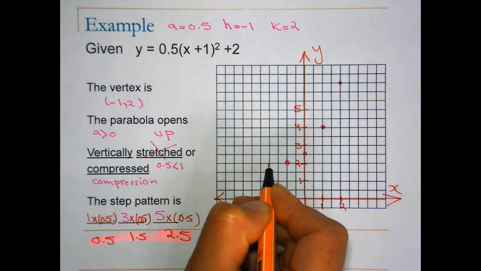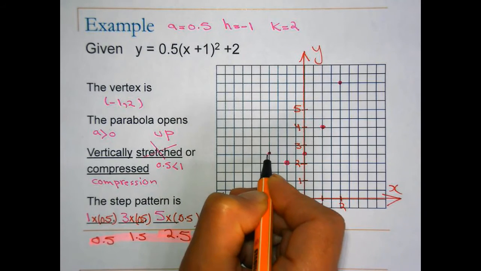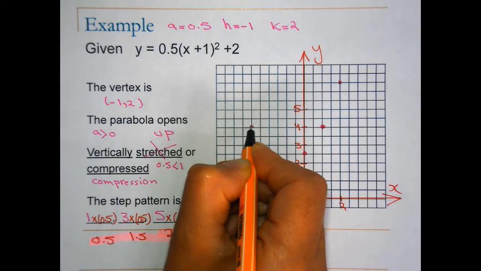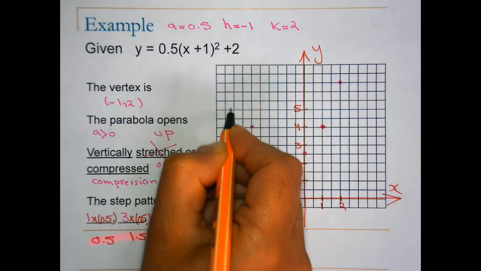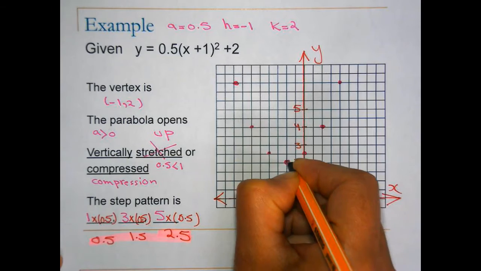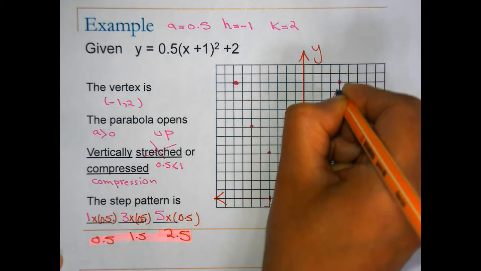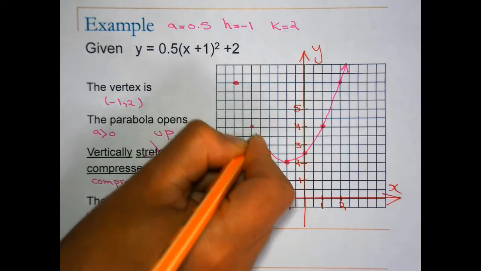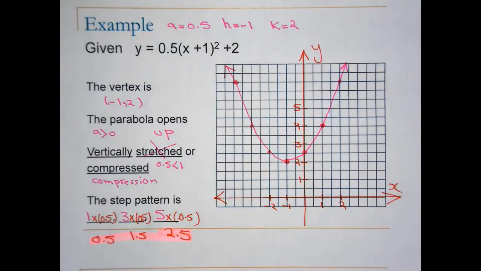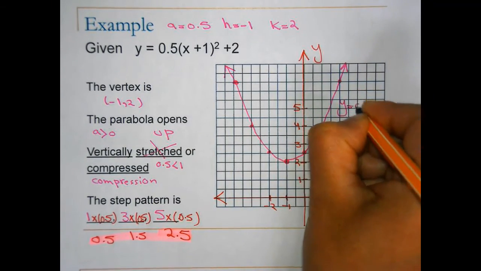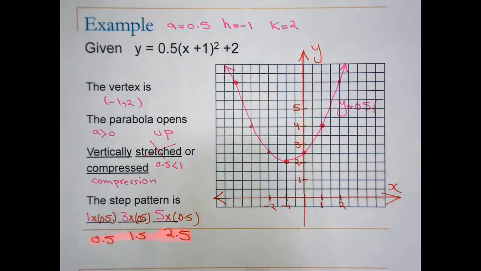1 across and then 1 across. Remember, 1 unit is 2 squares, so 1 across, and this time 1.5 up, and then 1 across and 2.5 up, and then we will connect all these, and we finish by labeling.